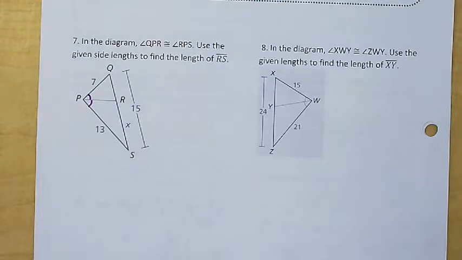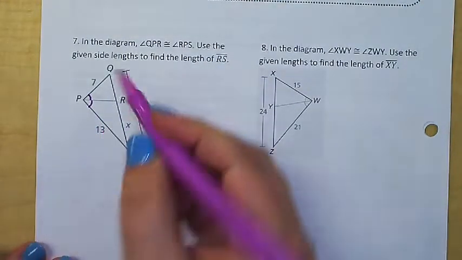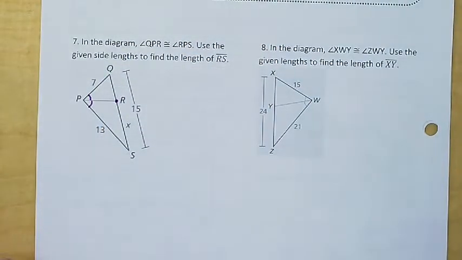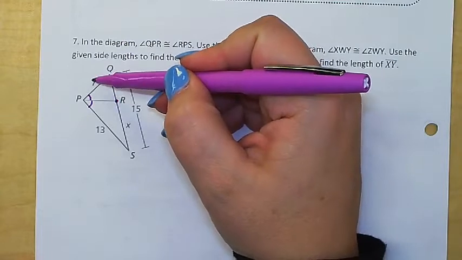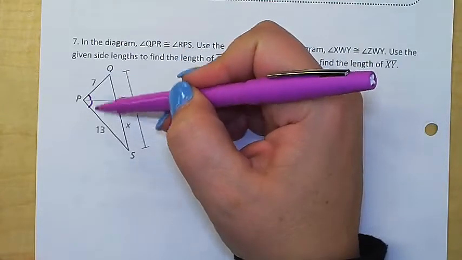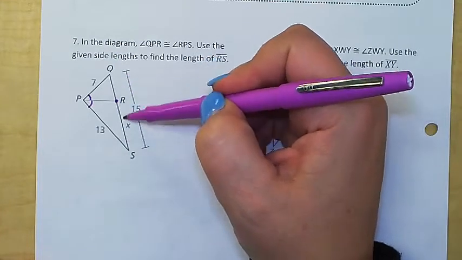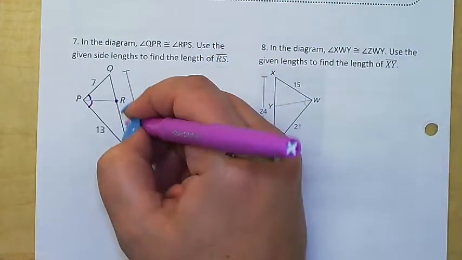Okay, so the idea again is that because this is an angle bisector and R is part of that angle bisector that intersects the third side, then the ratio of these two sides, this 7 to 13 ratio, must be equal to these two segments, okay? And this is the one I'm looking for.